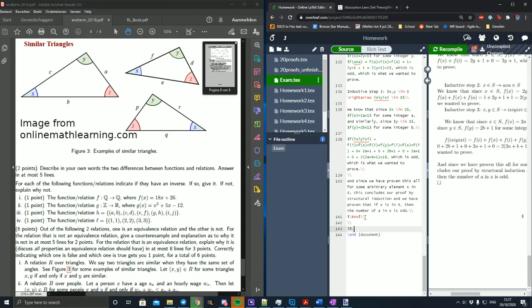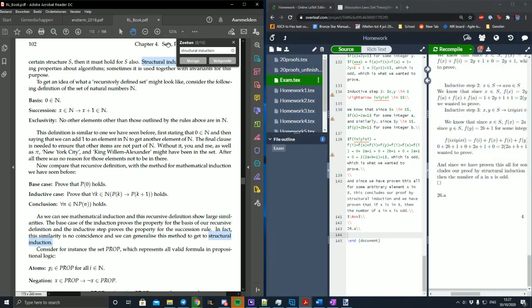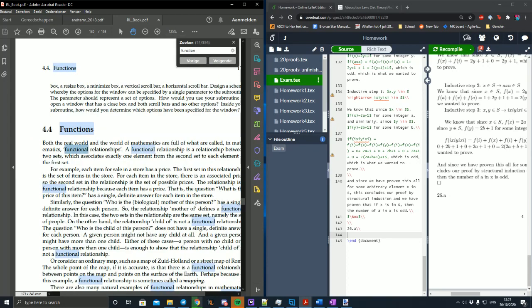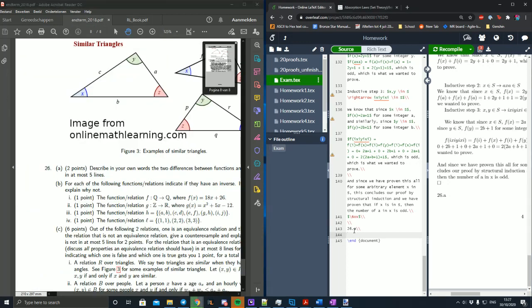Okay, 26. Why is it down again? Ah, 26a. Describe in your own words the difference between functions and relations in at most 5 lines. A function can be a relation, but a relation doesn't have to be a function. Oh yeah, they explained it in some weird way. Never mind, not gonna look into the document then. That's a good point. That's one of the differences. Every function is a relation, but not every relation is a function.